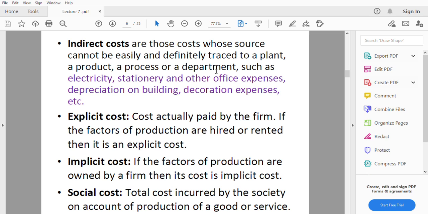And then we have the social cost. Social cost is total cost incurred by the society on account of production of a good or service. So the cost the society bears in producing a good or service is the social cost.